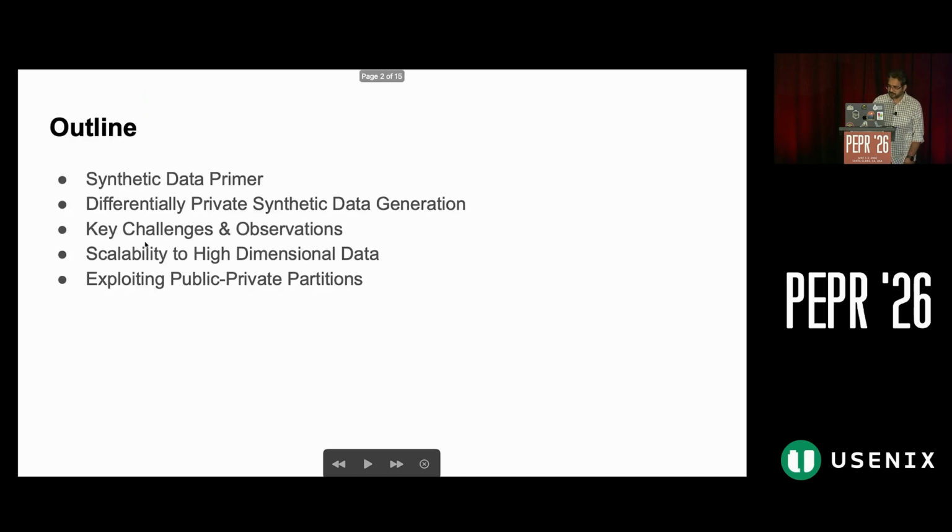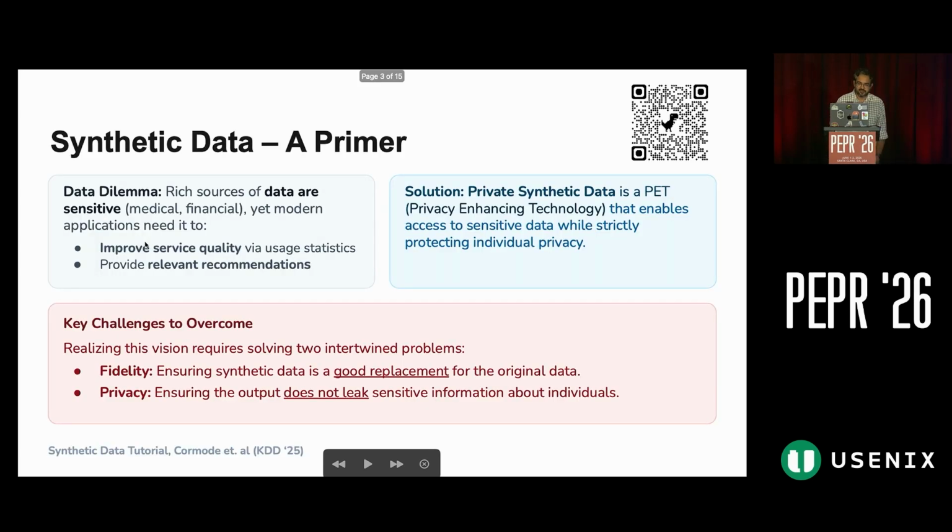And this is, again, a quick outline. I'll spend a couple of minutes on a synthetic data primer, which I think is not very needed at this point. And then I'll quickly jump on to the key challenges, what were some of our observations, and a couple of innovations that we have done to address this problem. Okay.